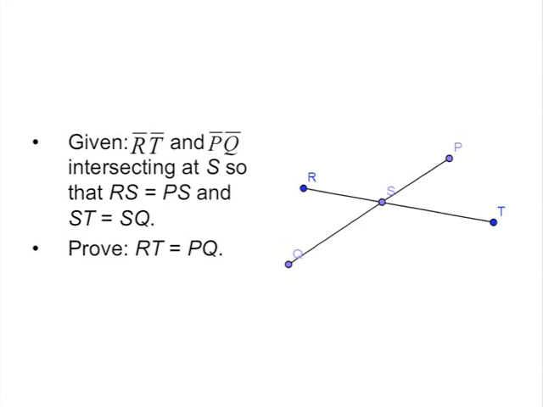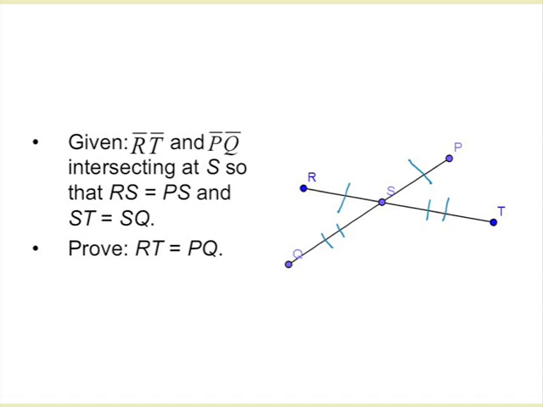So now we're going to take that same idea, but bring it into a geometry problem. In this, we are given some information, and we're going to mark our picture accordingly. We're given that RT and PQ are intersecting at S, so that RS equals PS, so we can mark those as being equal, and ST is equal to SQ. And what we want to prove is that the whole of RT is equal to the whole of PQ.